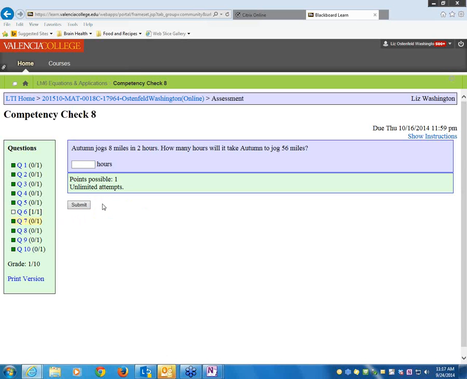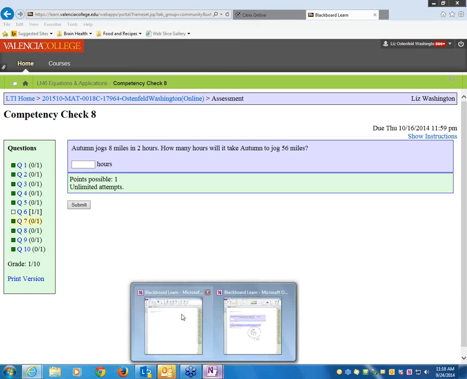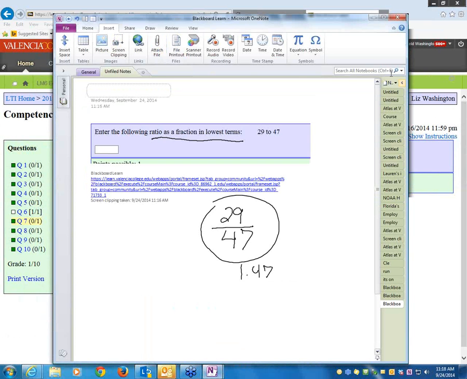Autumn jogs 8 miles in 2 hours. How many hours will it take Autumn to jog 56 miles? So this is actually setting up a proportion, which pretty much means 2 fractions. So I'm going to go ahead and move this to the other screen so I can give you a nice explanation.